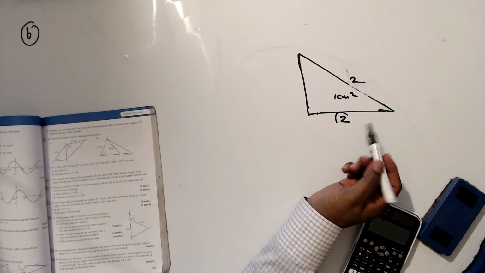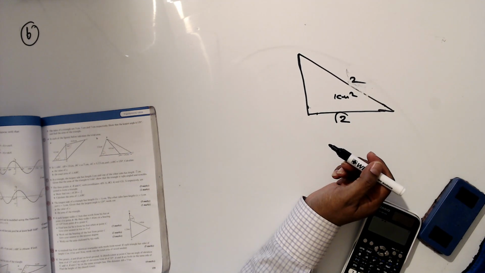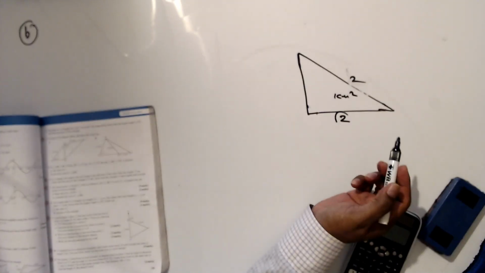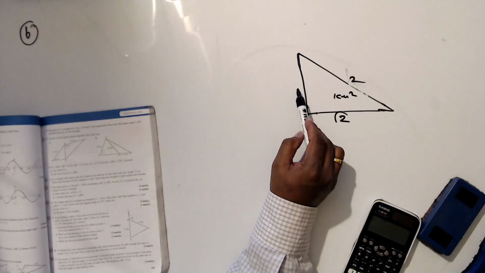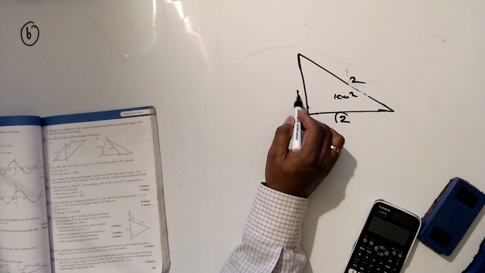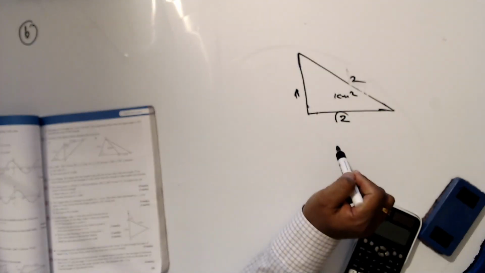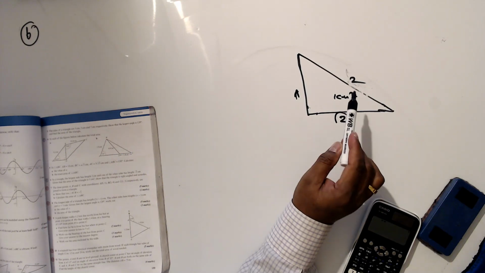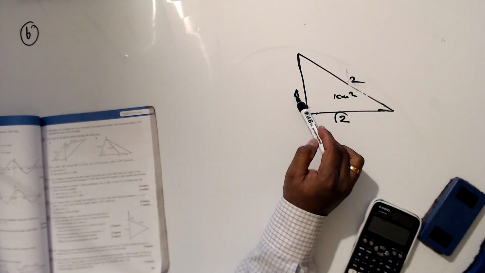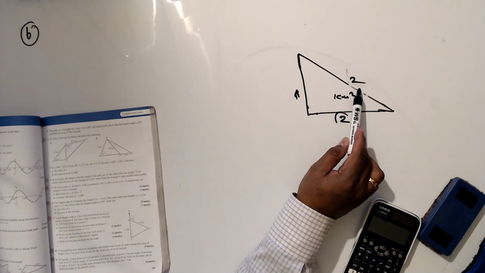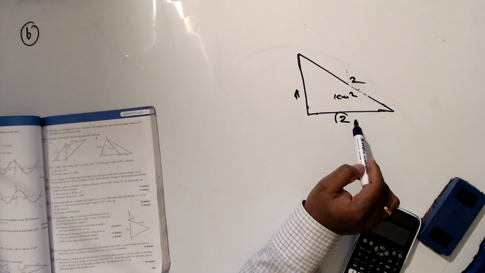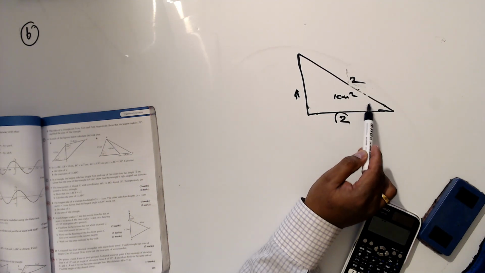And what is the plan now? If I know this distance, from Pythagoras we can tell this is right angle, this distance. Can I find this distance? To find this distance, I should know this side and this side, yes, and this angle.